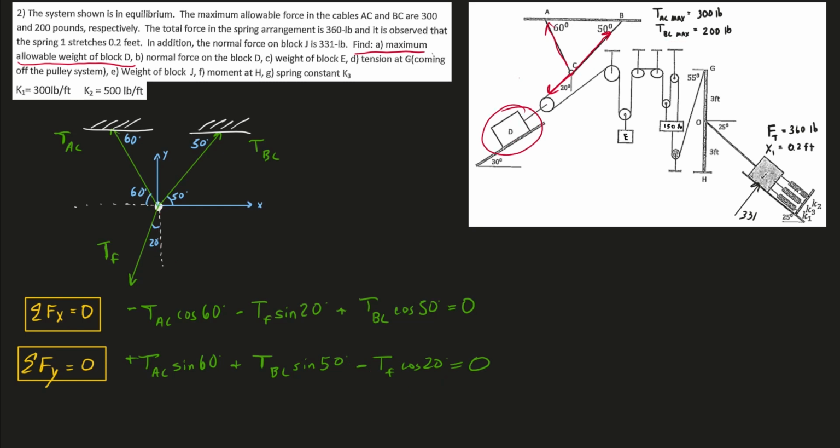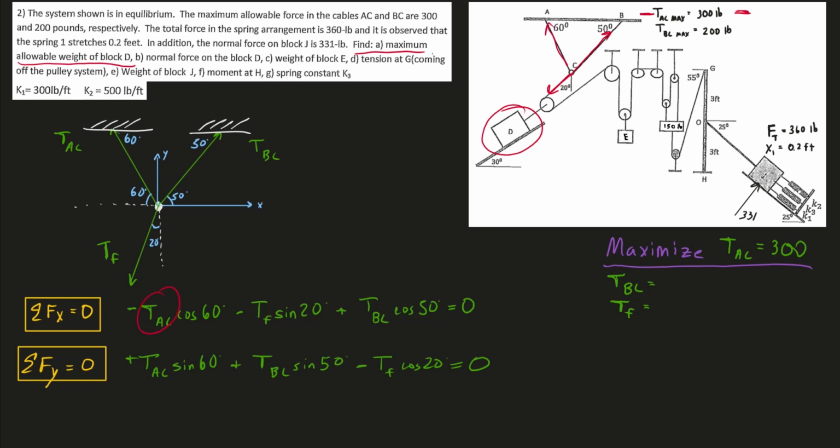So, again, I want to maximize the weight of this block. And the bigger the weight of that block is, the bigger the tensions will be here and here. You know, ideally, both cables could be operating at their maximum capacity, 300 and 200. But probably not going to happen. I bet only one will be able to be operating at its max. So what we're going to do is plug in 300 for TAC and then see what TF and TBC are.